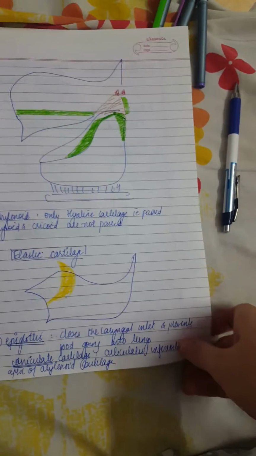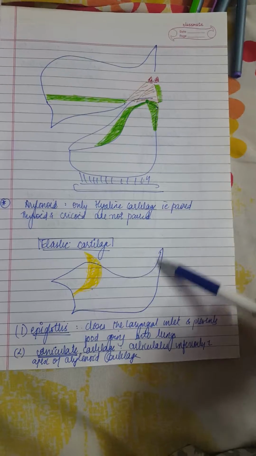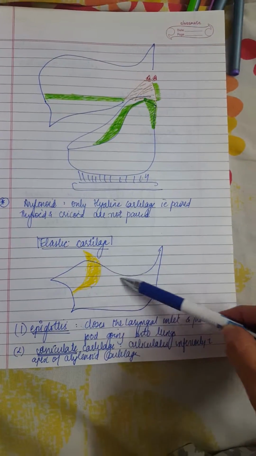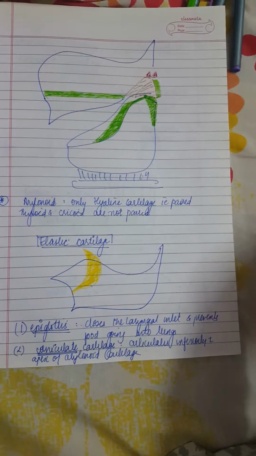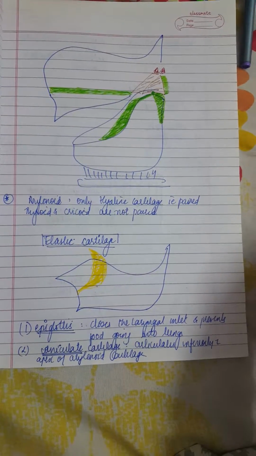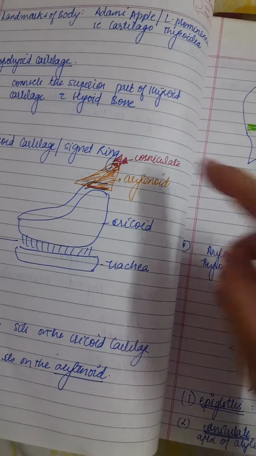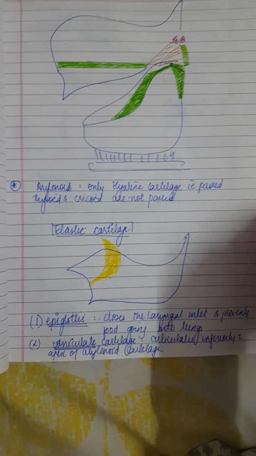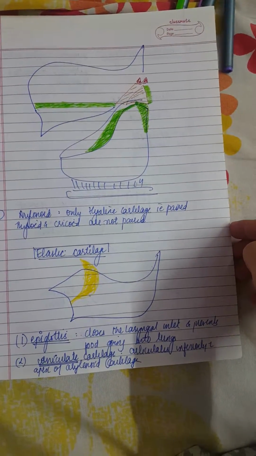Now elastic cartilages. First I've drawn this one, this big structure here in blue is the thyroid I've drawn. That is the single laminae, and this is the epiglottis. Epiglottis, which closes the laryngeal inlet and prevents the food going into the lungs, we know. Corniculate cartilage already drawn here, these small corniculate which sits on the arytenoid. They are the second elastic cartilages. They sit on the arytenoid, we know that.